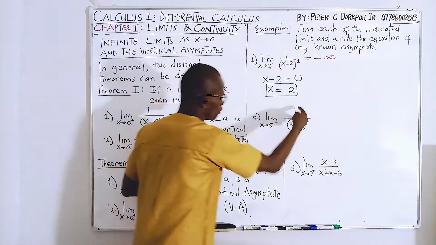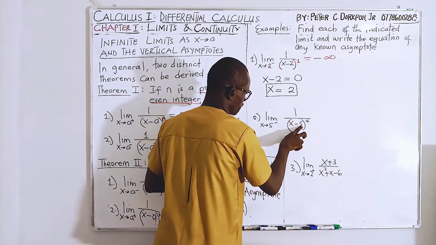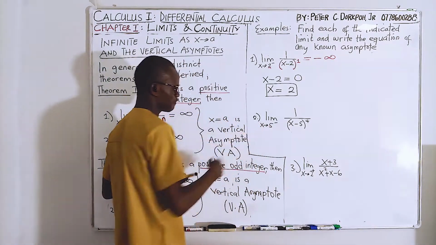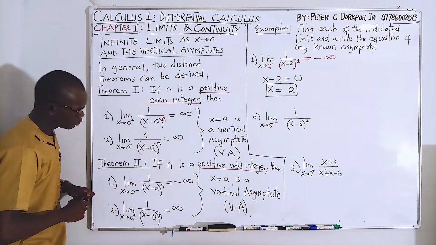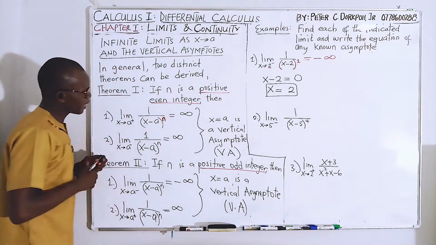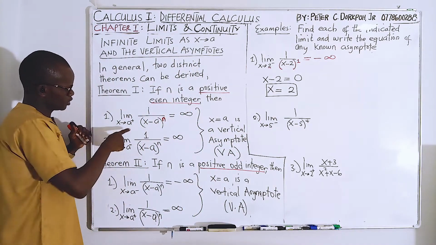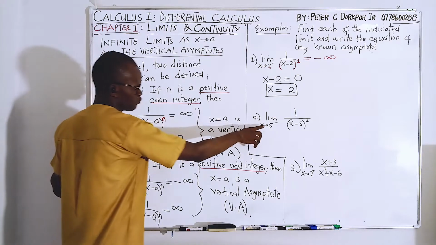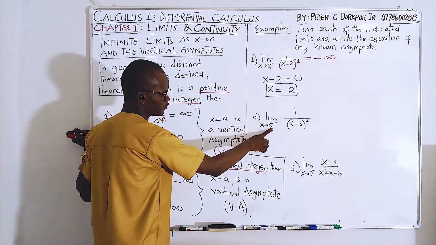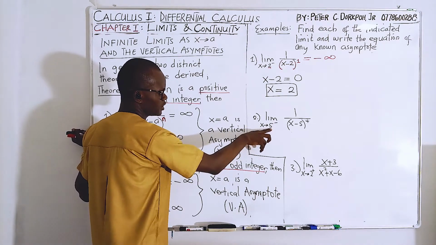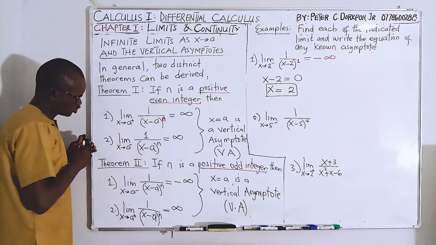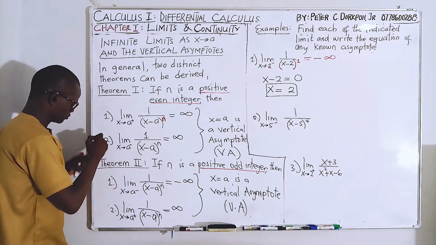We'll move to the next one. The limit of 1 over x minus 5 raised to the power 4 as x is approaching 5 from the left. So is the power even? Yes, the power is even. When the power is even, we check whether x is approaching a particular value from the left or the right. So x is approaching this value 5 from the left. So we consider this one.